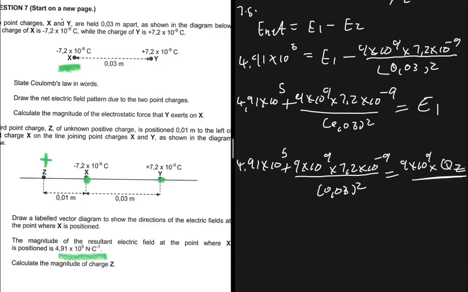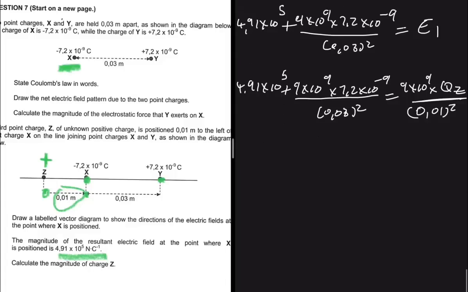So the distance from Z to X is 0.01 meters, right? So we're gonna have 0.01 meters, and we can square that. On the left hand side, I have 5.63 times 10 to the power 5.